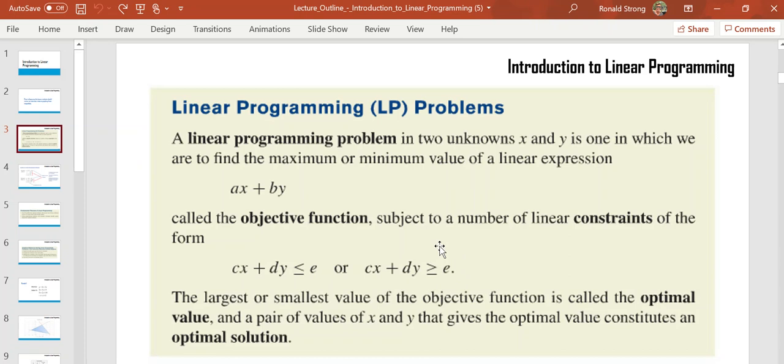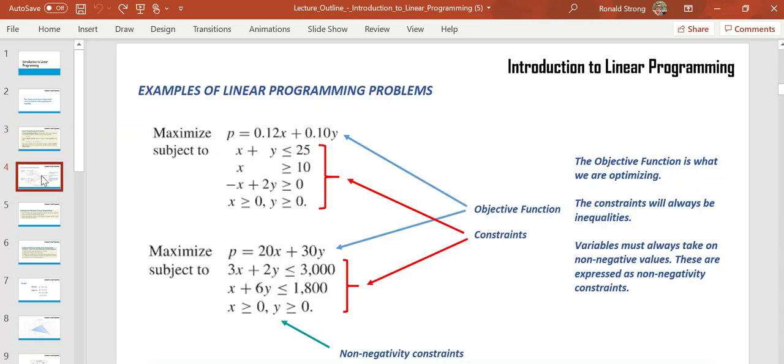So, in summary here, a linear programming problem consists of an objective function that we want to optimize, which means maximize or minimize, and it will be subjected to one or more constraints. So, let's take a look at some examples here.